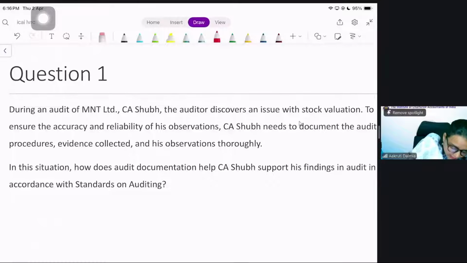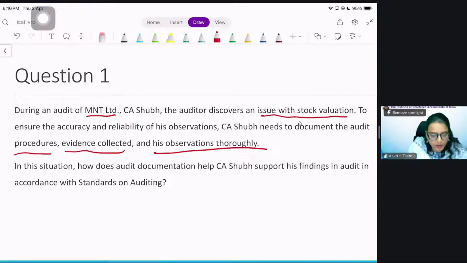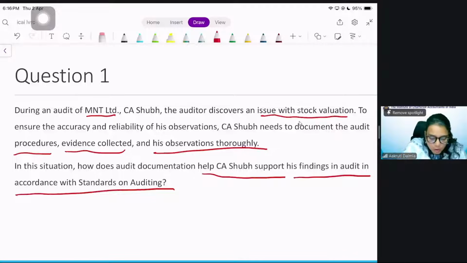During an audit of MNT Limited, CA Shubh, the auditor, discovers an issue with stock valuation. To ensure the accuracy and reliability of his observation, Shubh needs to document the audit procedures, evidence collected, his observations thoroughly. In this situation, how does audit documentation help Shubh support his findings in audit in accordance with standards of auditing? Now, if you will think, does it have any keyword?